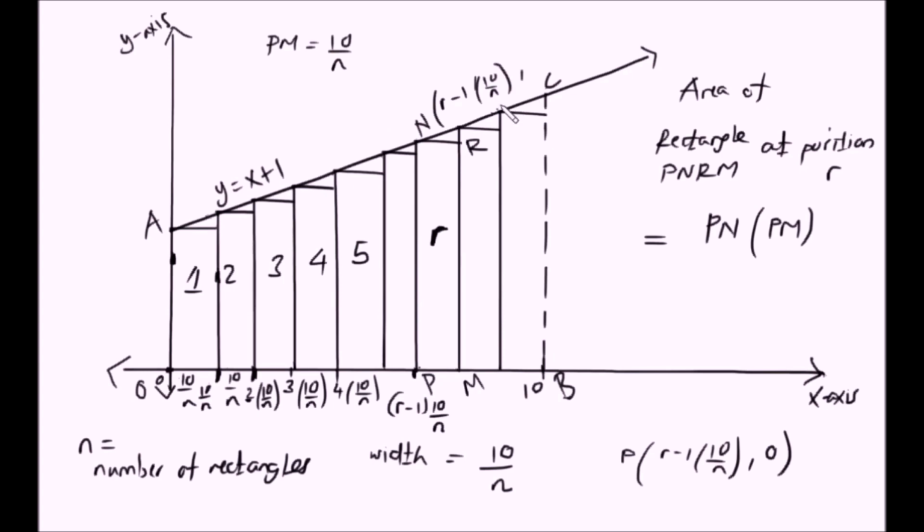Okay, like this. Comma. Sasa tumeona N ipo at this line, y equals x plus 1. Manake y coordinate yake sasa itakuwa ni x yake jumlisha 1. So it's R minus 1 times 10 over n plus what? Plus 1. So hii ni y coordinate ya N. Okay, y is equal to x plus 1. So hii P, y coordinate yake ni nini? Ni 0, so we put the x axis.